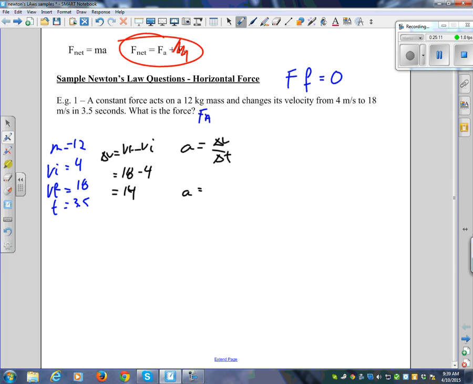I think most of you can probably put 18 minus 4 up there in the delta V and figure it out. And what's my time? 3.5 seconds. Those are the numbers that are given in the problem. Right? So 18 minus 4 is 14 over 3.5. The acceleration is 4 meters per second squared. Notice how I put everything in a nice line. I lined up my equal signs, and I wrote the formula.